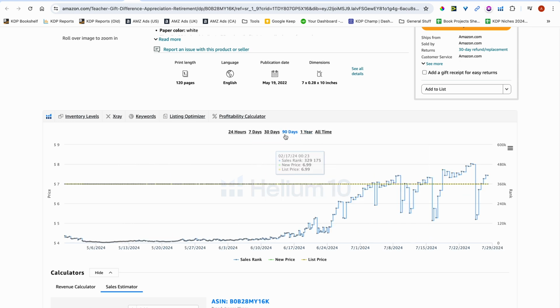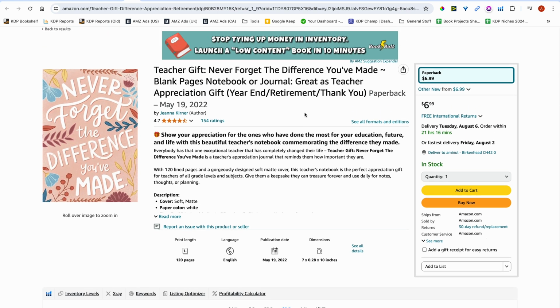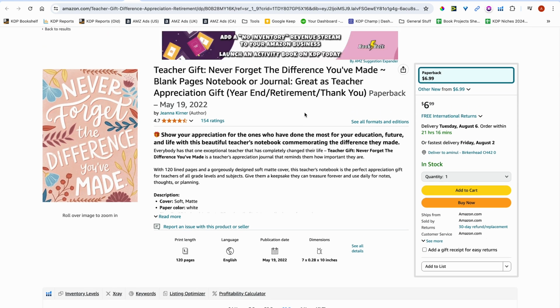And then after that, it loses that demand and attraction. So using this tool helps you in determining whether or not a niche is seasonal, and it's particularly useful for niches that the seasonality isn't so obvious.